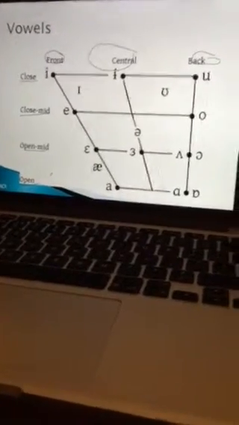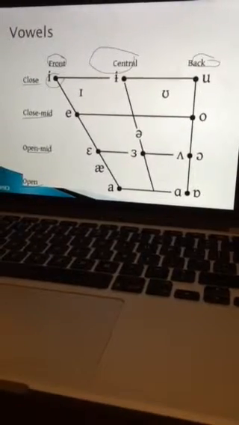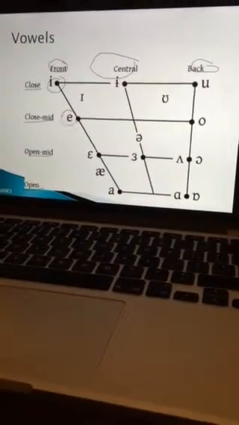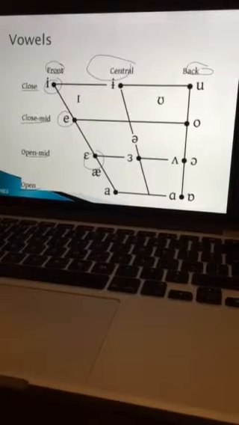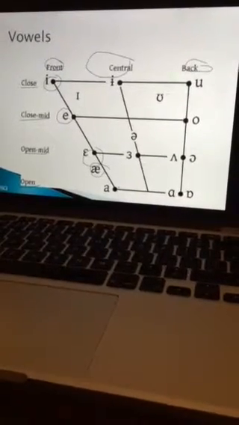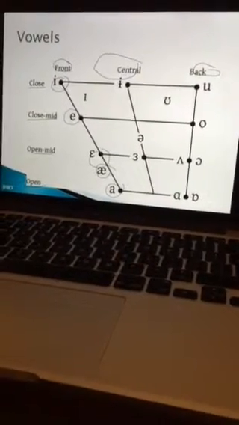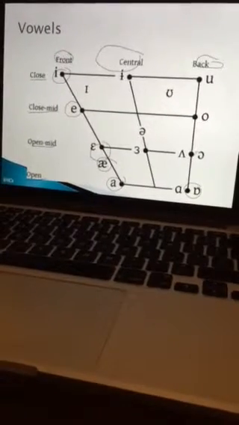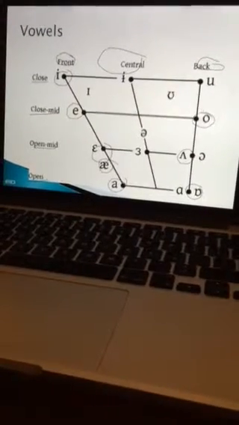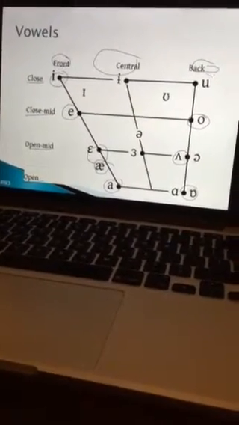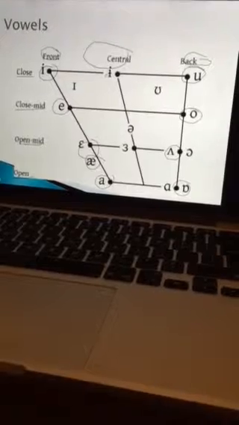Each symbol is a vowel sound, and they are E, A, E, A, I, O, O, and oo.